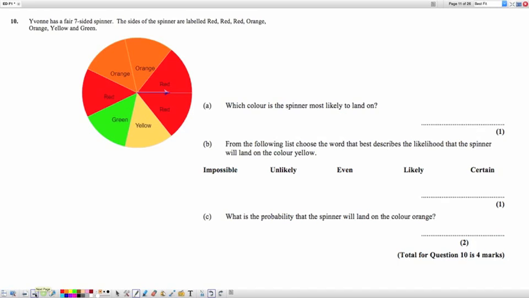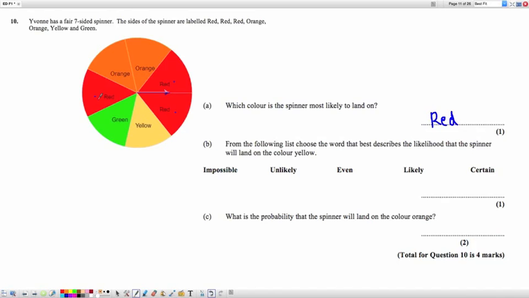Question 10. Yvonne has a fair 7-sided spinner. The sides of the spinners are labelled 3 reds, 2 oranges, 1 green and 1 yellow. What colour is the spinner most likely to land on? This is red, because red has the most sections, 3.